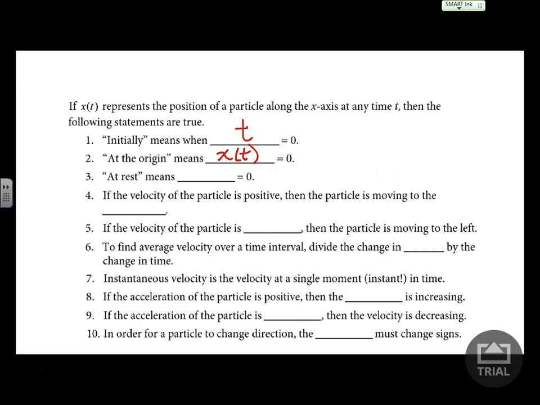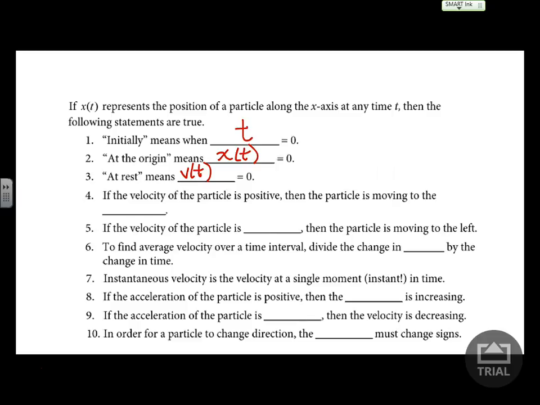At rest. What's going on there? Velocity. Why is velocity 0? You're not moving. If you're not moving, are you having a speed? No. At rest means you're stopped. Maybe only for a moment, only for a split second, but you're still stopped. So velocity is 0. You guys keep filling in.